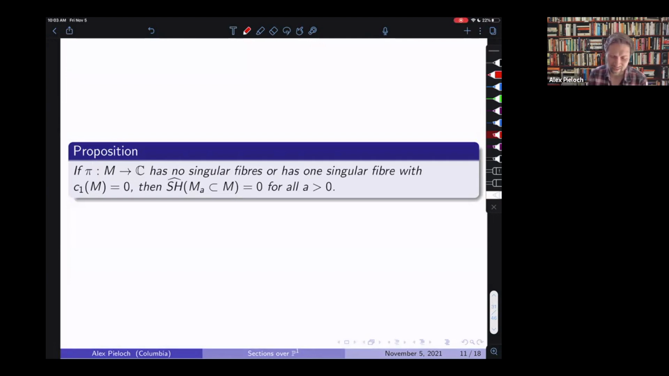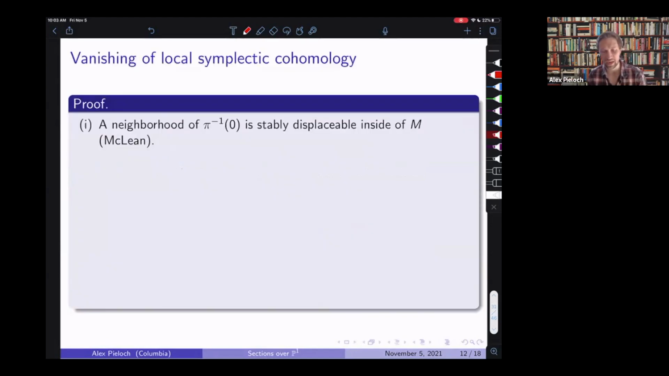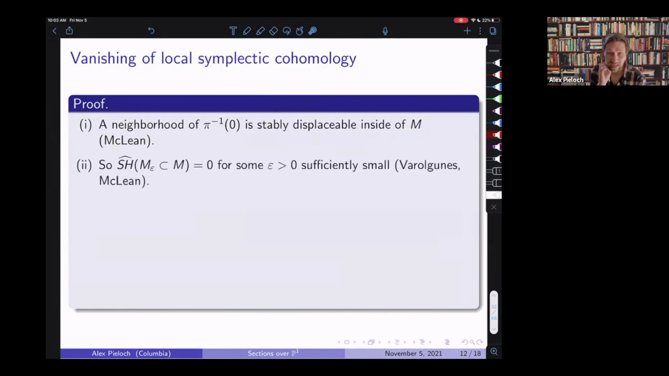Okay, so I told you if this group vanishes, then we get these disks. So now I need to tell you why this group vanishes. I'll try to say this very briefly and just try to hit the main idea. The idea is to use an h-principle by Mark-McLean. So what we do is we look at the singular fiber over 0. This is some positive codimension subscheme. And so by an h-principle of Mark-McLean, this is stably displaceable inside of this total space M. One of the defining properties of this local symplectic cohomology is that it vanishes for stably displaceable subsets.